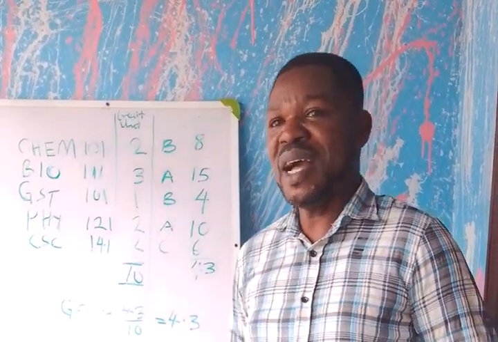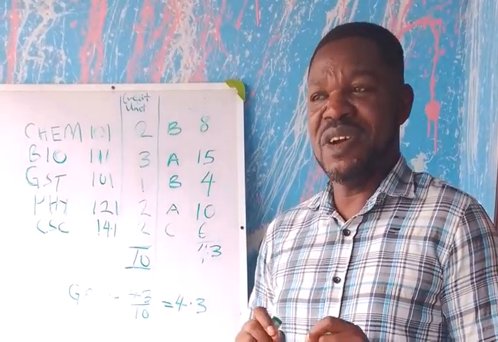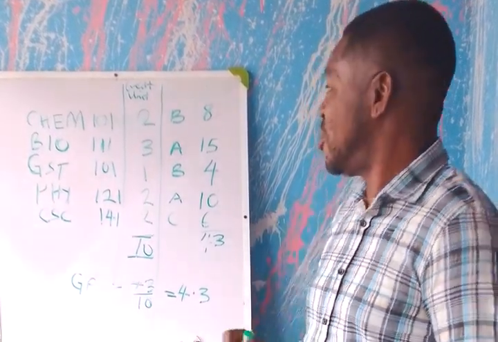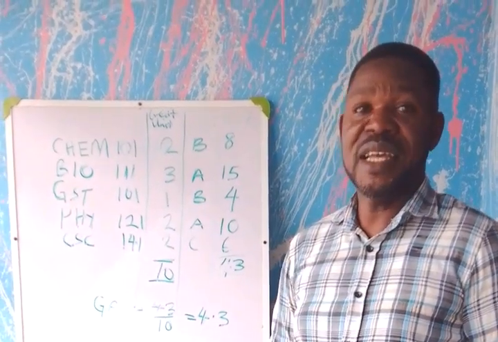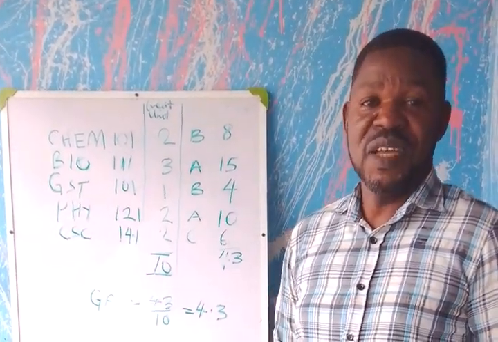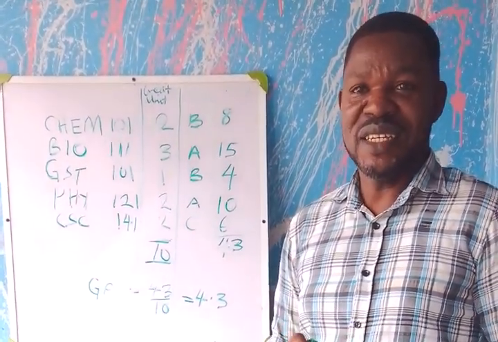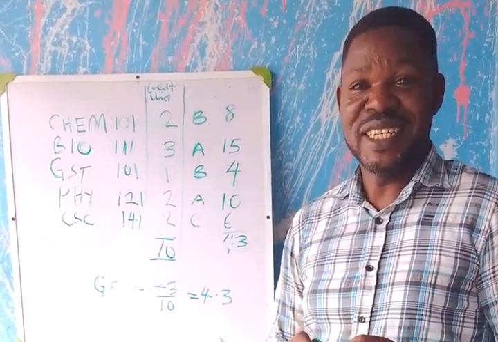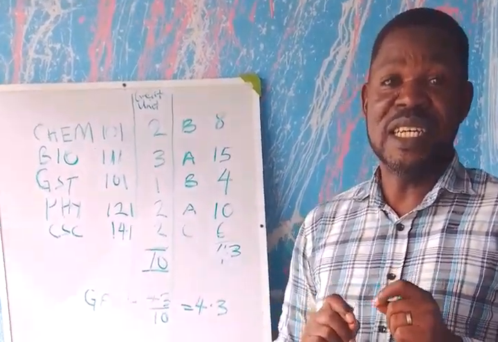And I also remember telling us that each grade has a corresponding number that is attached to it. For example, if you score an A in a typical Nigerian university, that A is 5. If you score a B, that B is 4. If you score a C, that C is 3. If you score a D, that D is 2. Then if you score an E, then that E is 1.